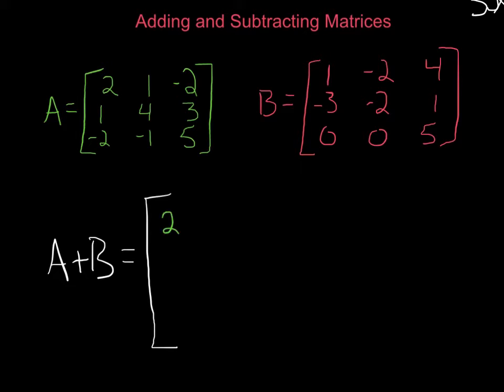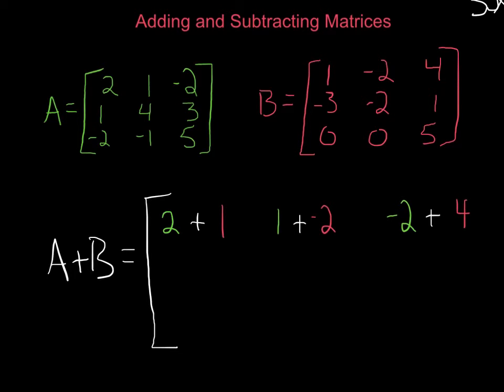So I'm going to do 2 plus 1. If you look at this, all I'm doing is adding the corresponding elements. So this is the top left, the first row, first column. Now I'm going to go across this row. So first row, second column: 1 plus the negative 2. So it'll be 1 plus a negative 2. And then my next element is going to be the negative 2, first row, third column, plus 4.